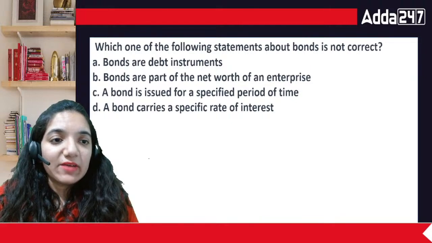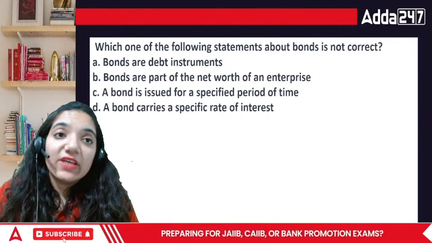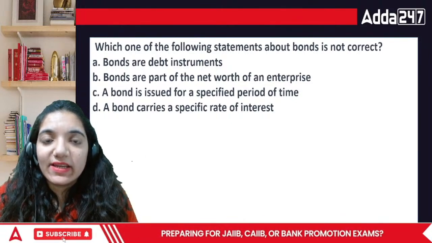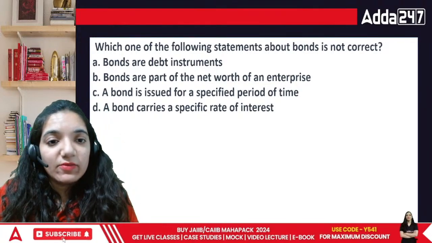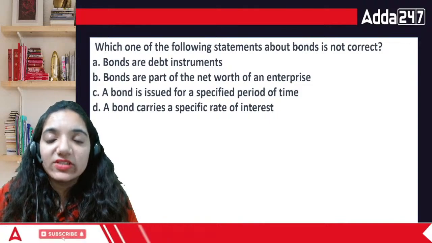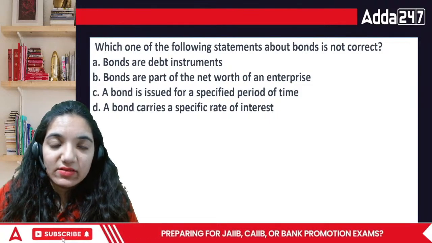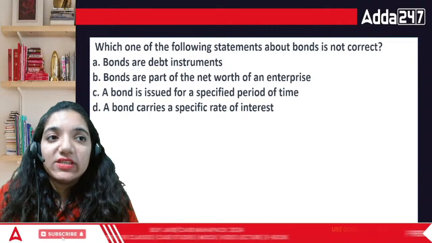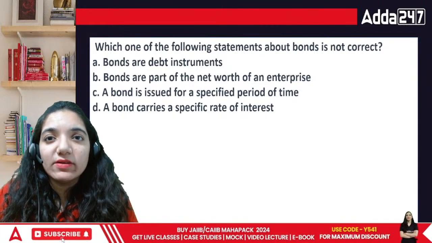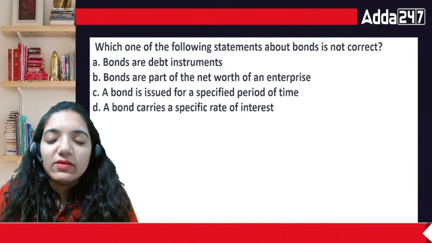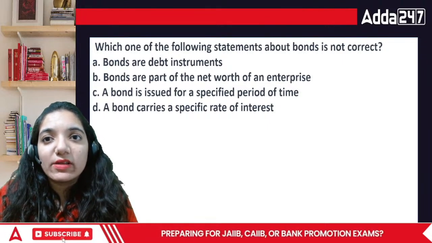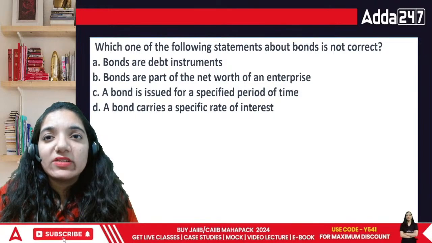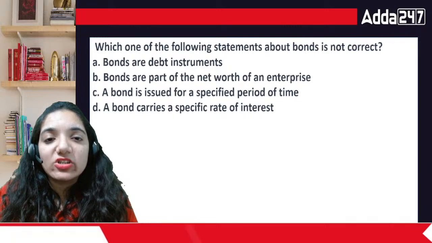Okay, now here comes the first question, everyone. We have talked about debt and equity. Debt is what? Debt is the money that I take from others. That's something that we call loans taken from others. And equity is what? Equity is something which we call the owner's funds. This is the funds which the owner of the organization is putting in. Now the question arises: which one of the following statements about bonds is not correct?